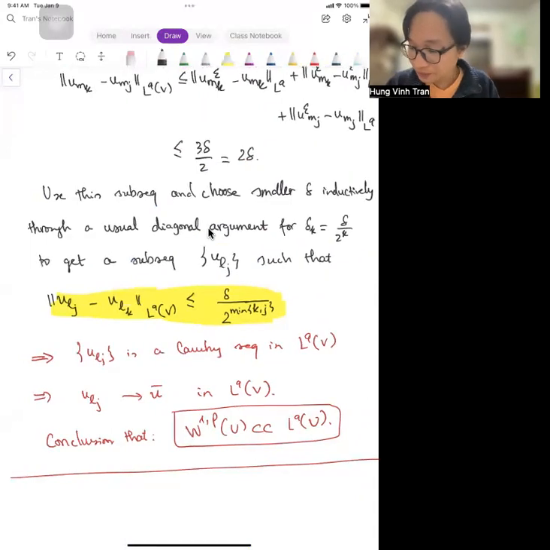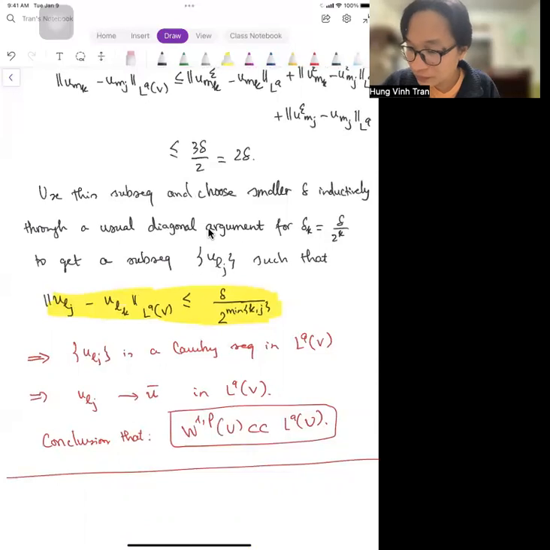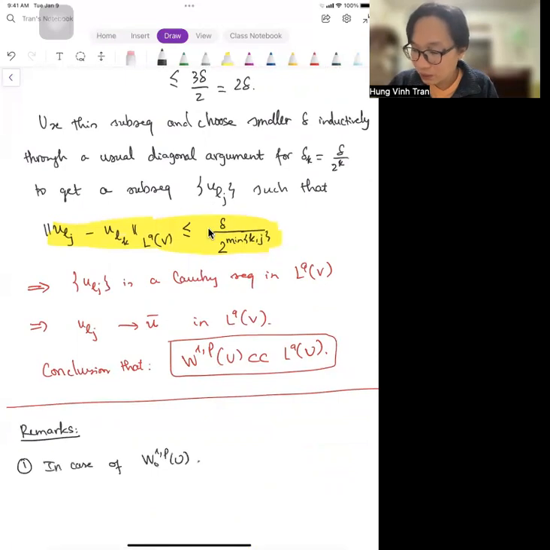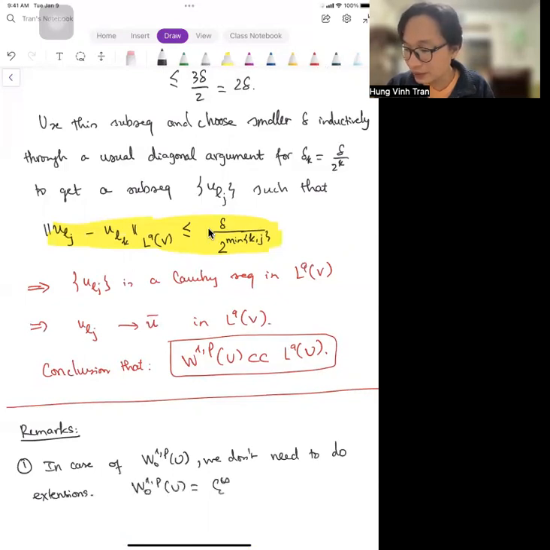Let me make some remarks. The first remark is that in case of W_0^{1,p} of U, we don't need to do extension, right? Because, again, recall that W_0^{1,p} of U by definition is the closure of C_c^infinity of U in the W^{1,p} norm. And hence, if we are given W_0^{1,p} of U, we don't need to do extension at all.